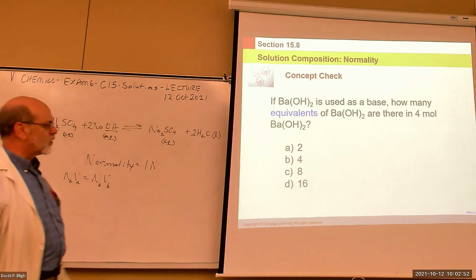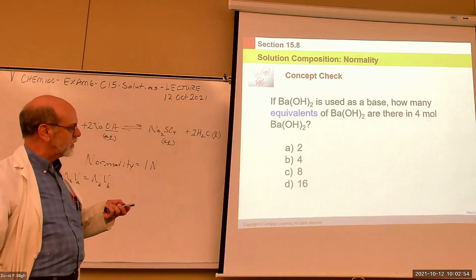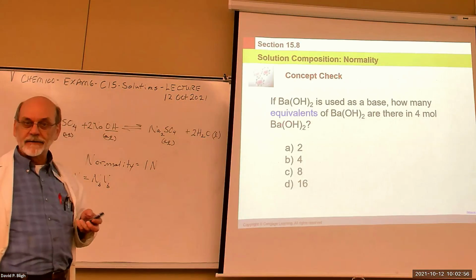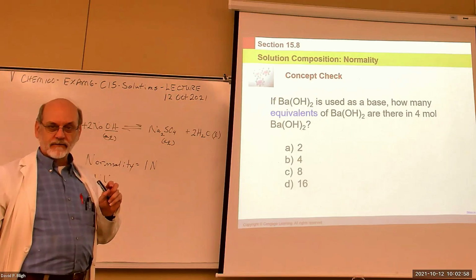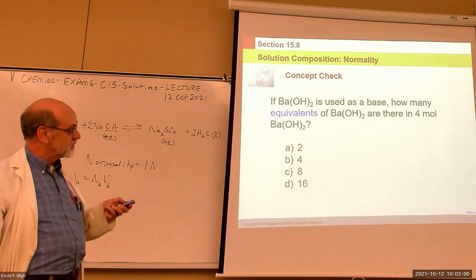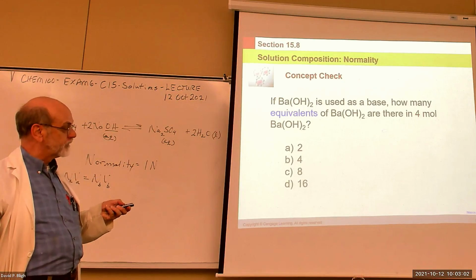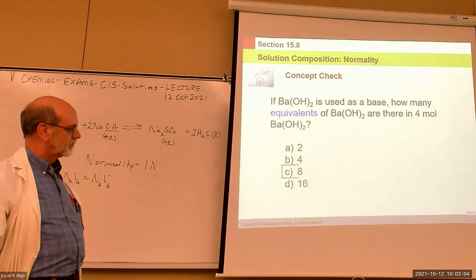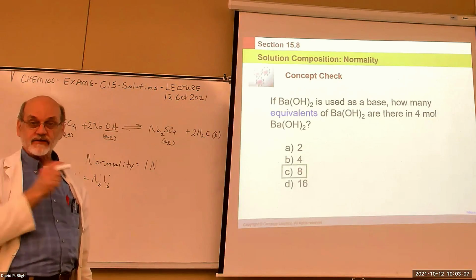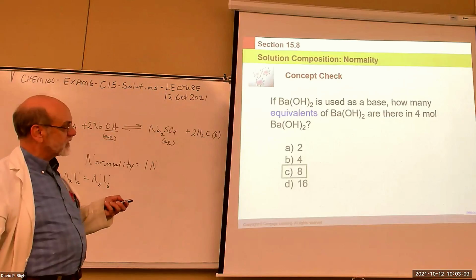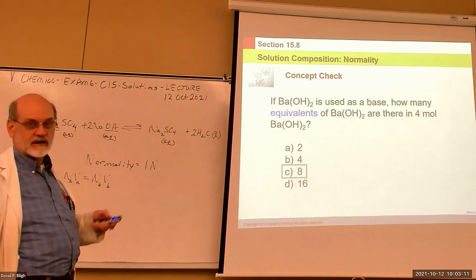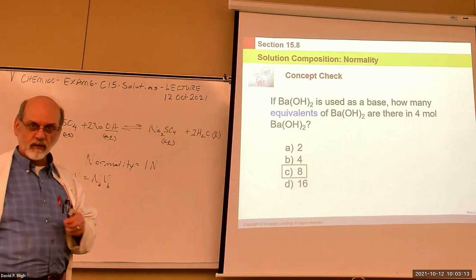Okay, so how many equivalents of barium hydroxide are there in 4 moles of barium hydroxide? We make 2 hydroxyls each. So instead of 4 moles, now we have 8 equivalents. That's how much barium hydroxide we have here. 8 equivalents is 4 moles.